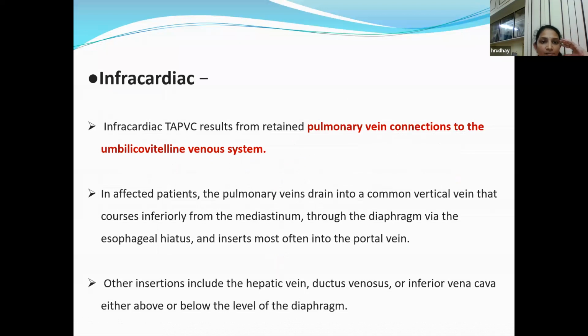Infracardiac TAPVC results from a retained pulmonary venous connection to the umbilicovitelline venous system. The pulmonary veins drain into a common vertical vein that descends inferiorly from the mediastinum through the diaphragm via the esophageal hiatus, and inserts most often into the portal vein, or other veins like the hepatic vein, ductus venosus, or inferior vena cava. Any of these connect to the inferior vena cava or ductus venosus, and then go back to the right atrium. So ultimately, it is joining the right atrium.